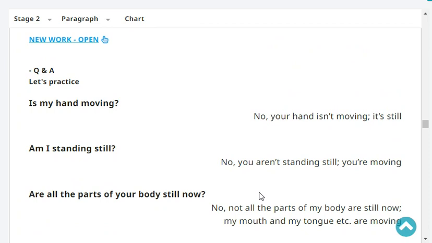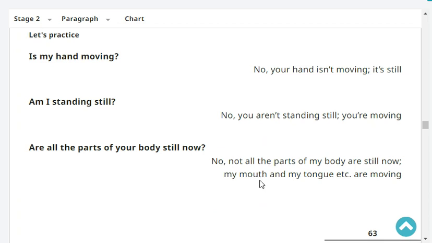Is my hand moving? No, your hand isn't moving. It's still. Very good. Am I sitting still? No, you aren't sitting still. You are moving. Very good.